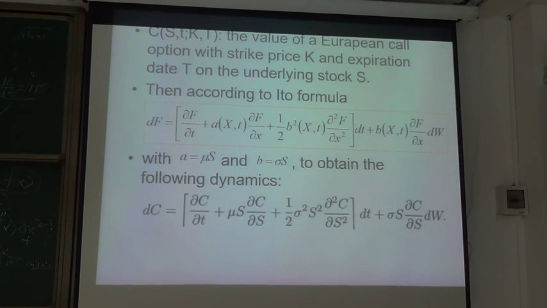Let us then denote the C(S,t). Let's just first neglect the meaning of it. You just see this as a parameter, because if I interpret it, it will take some time. And then according to the Ito formula I have introduced above, with a equal to mu S and b equal to sigma S, just substitute into the Ito formula, and you obtain the following dynamics. C is equivalent to F.